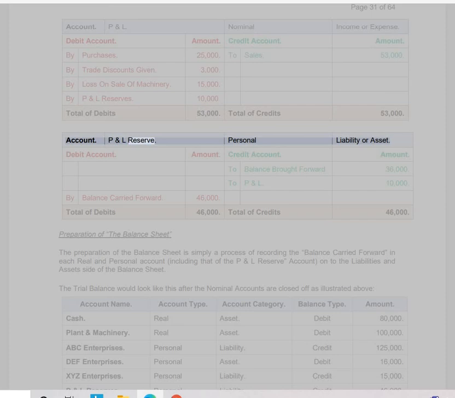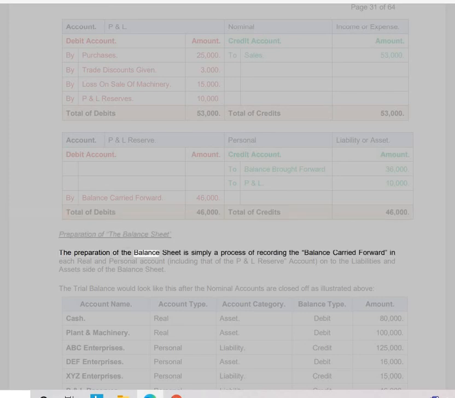Account: P&L reserve, personal liability or asset. Debit account, amount, credit account, amount. To balance brought forward 36,000; to P&L 10,000; by balance carried forward 46,000. Total of debits 46,000. Total of credits 46,000. Preparation of the balance sheet.